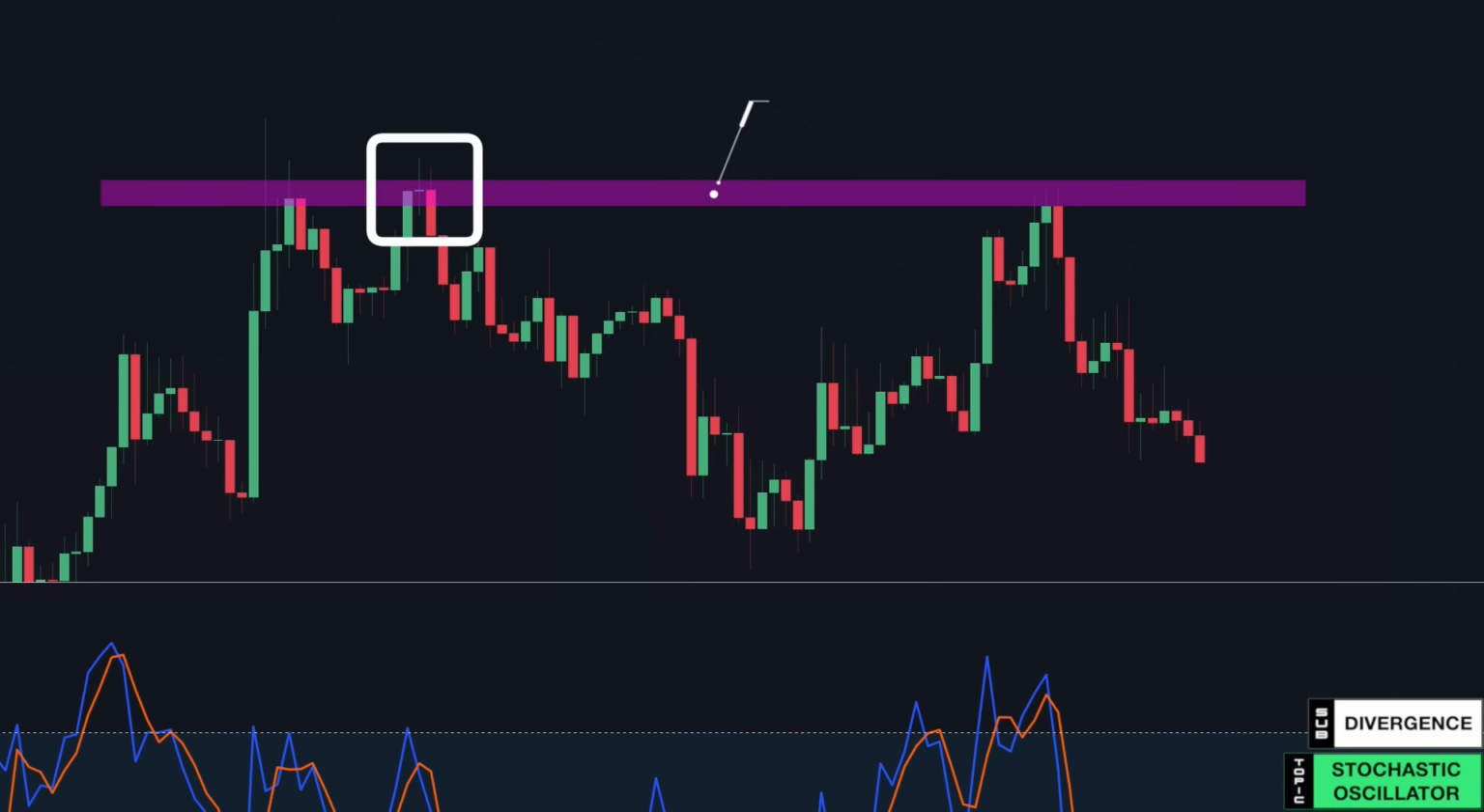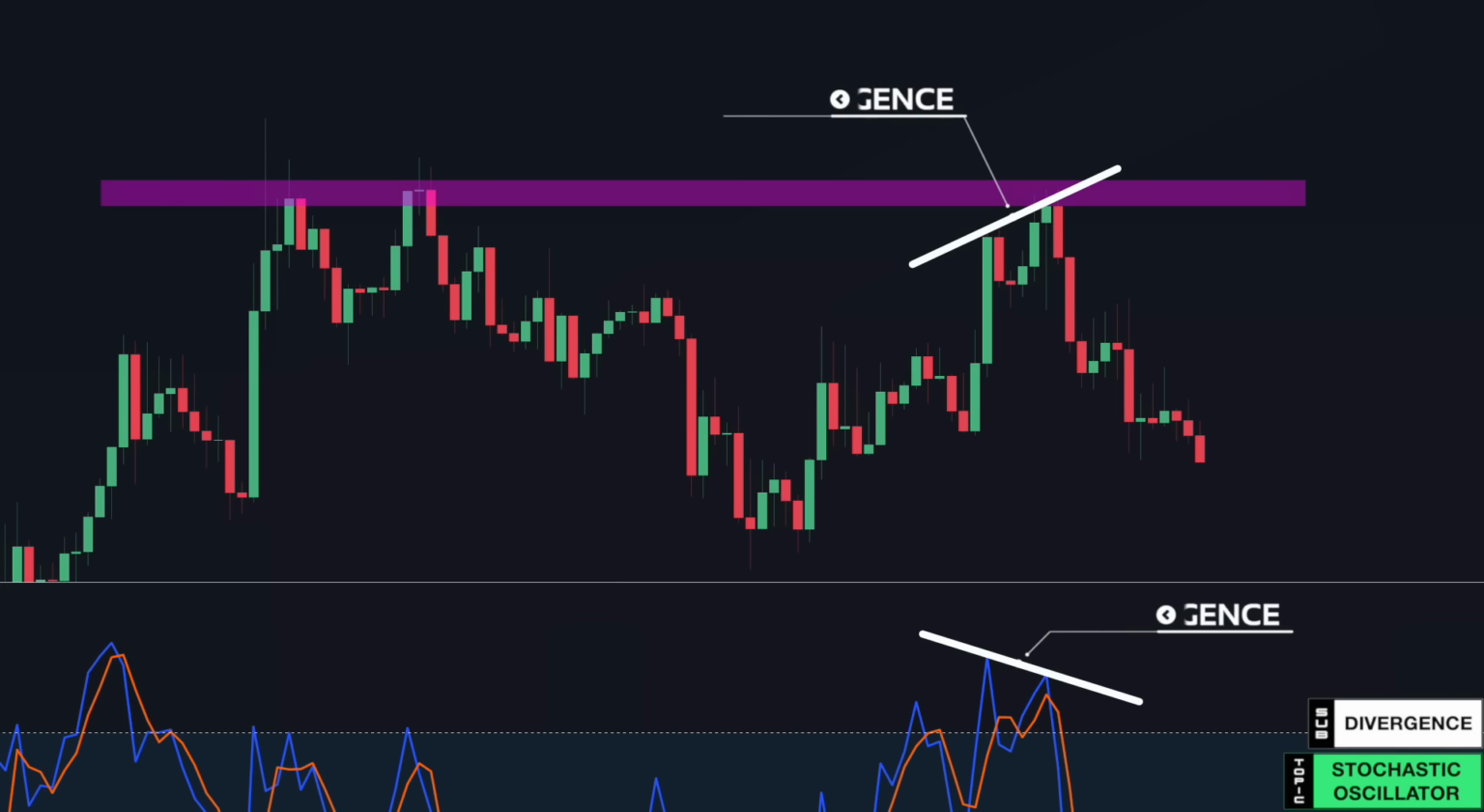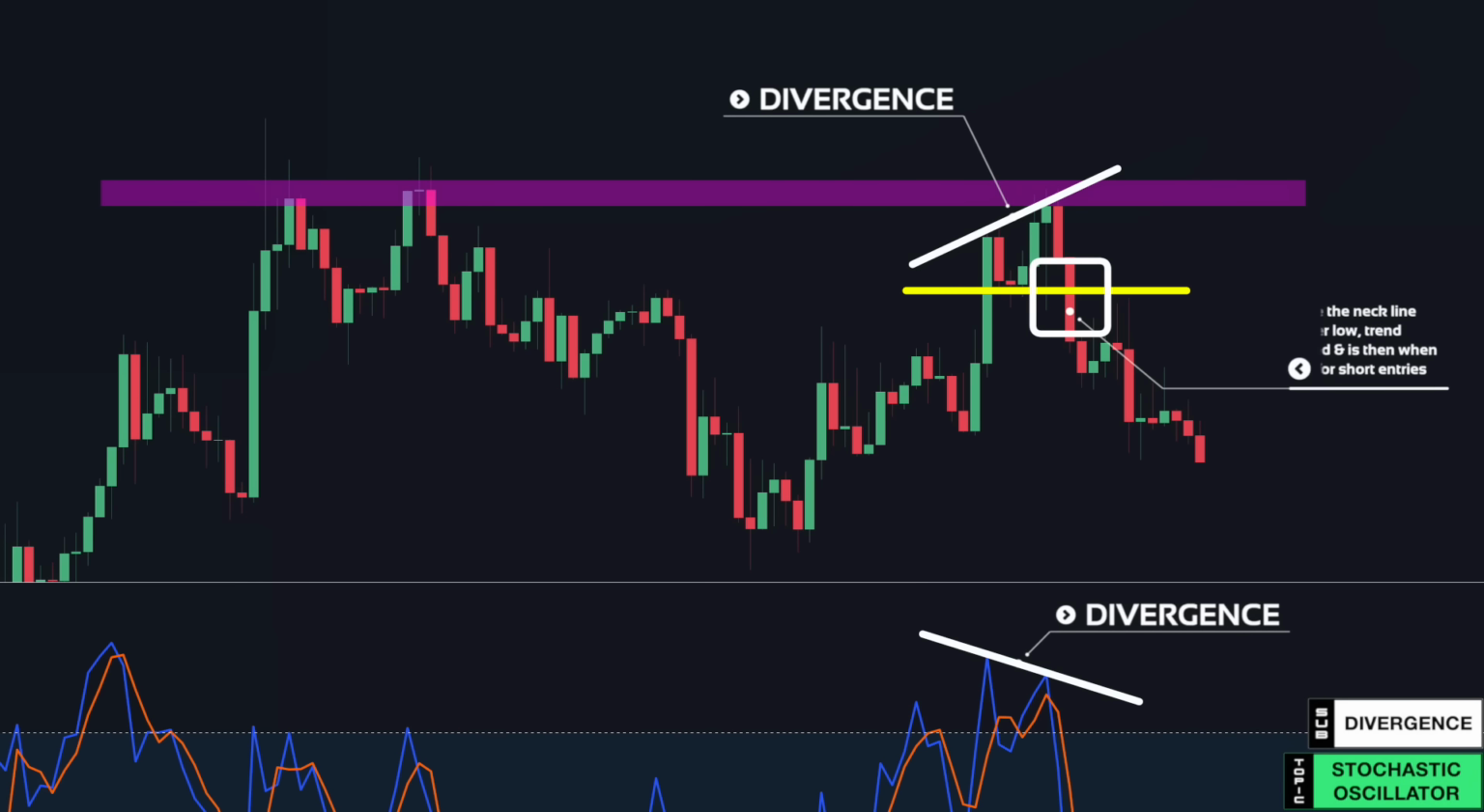This reversal point here gives you a key resistance level. Price makes a higher high, whereas the stochastic makes a lower high, giving you a divergence. Once price broke the neckline and made a lower low, you would look for short entries.